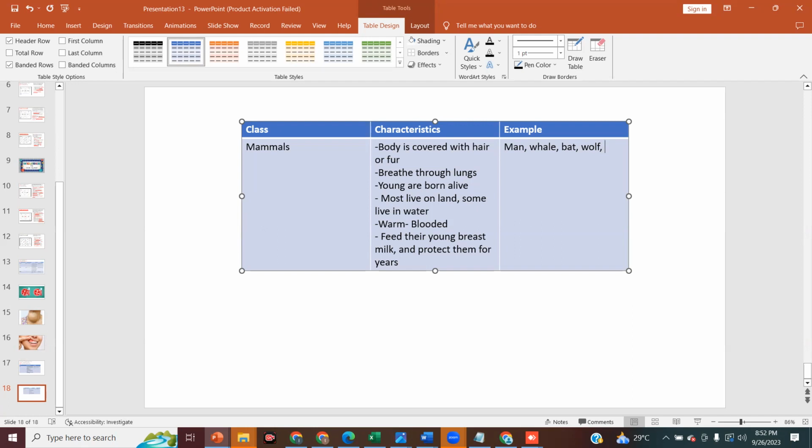So wolf, rabbits, tigers, elephants. Those are all examples of mammals.